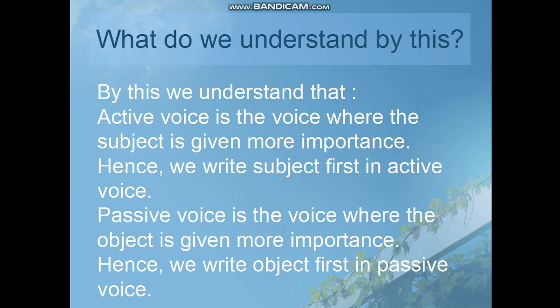So what do we understand by this? We understand that the active voice is the voice where the subject is given more importance or preference, hence we write the subject first in the active voice. Now what is passive voice? Passive voice is the voice where the object is given more preference, and hence we write the object first and the sentence of the passive voice ends with the subject.